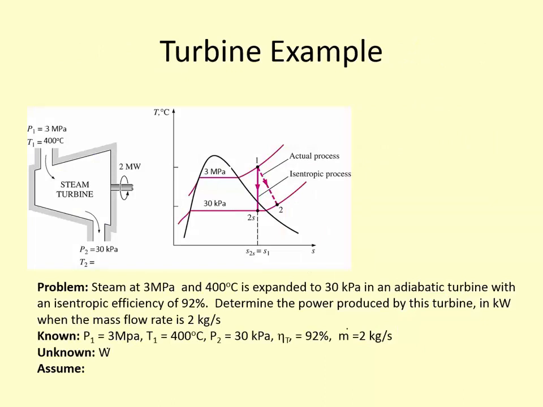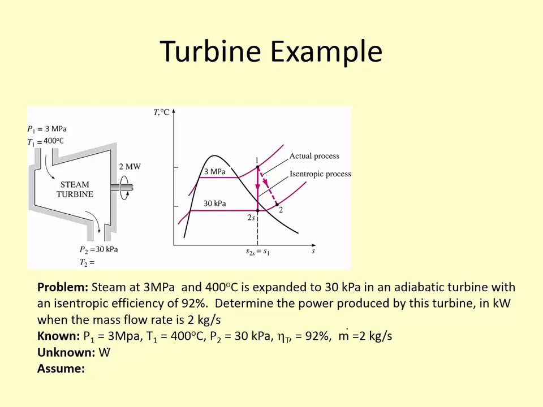So let's do an example of that so we can see how it works in practice. If we have steam at 3 megapascals and 400 Celsius expanded to 30 kilopascals in an adiabatic turbine with an isentropic efficiency of 92%, determine the power produced by the turbine in kilowatts when the mass flow rate is 2 kilograms per second. So the mass flow rate does not change from the actual case to the isentropic case. The pressure difference does not change between the two. What changes is the fact that in the isentropic case, our entropy value is the same, but in the actual case, our entropy value will be increasing.